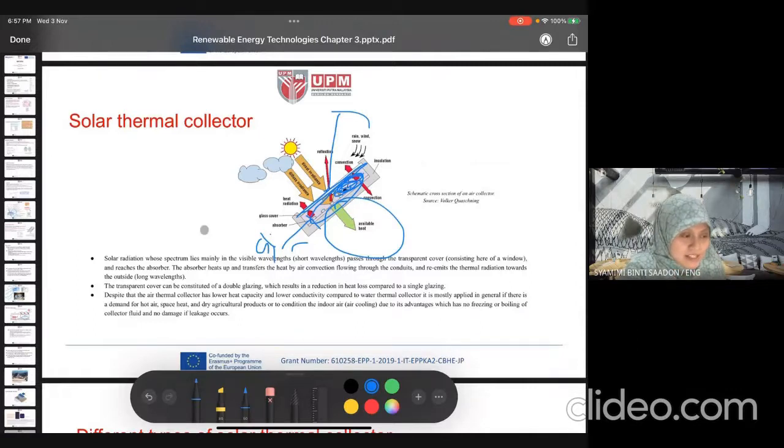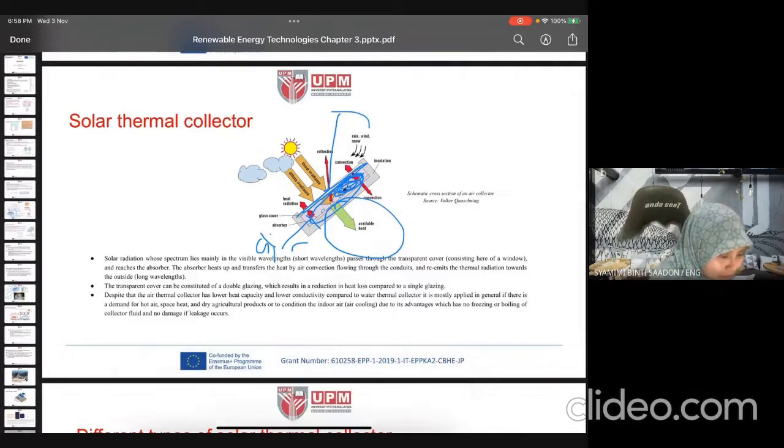This solar thermal collector can be used for space heating, of course, in a building. It can also be used in agriculture, for drying agricultural products, or to condition the indoor air. Its advantages are no freezing or boiling of the collector fluid and no damage if leakage occurs. So this solar thermal collector has been widely used.